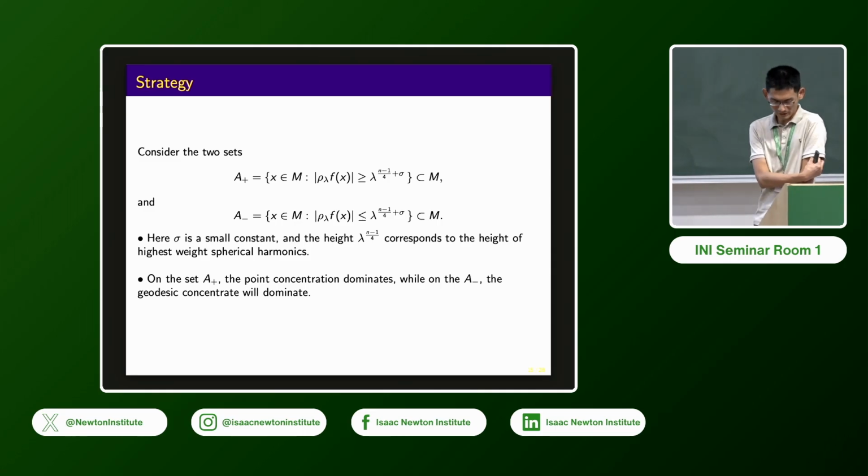So on the set A plus, the main enemy is point concentration, and on the set A minus, the main enemy is geodesic concentration.